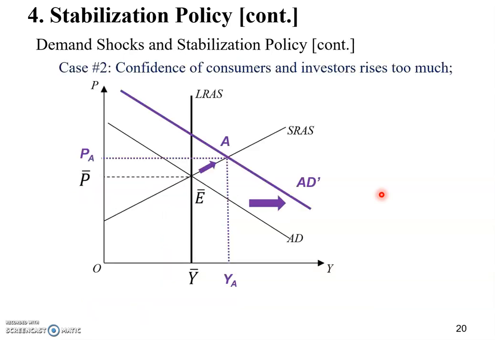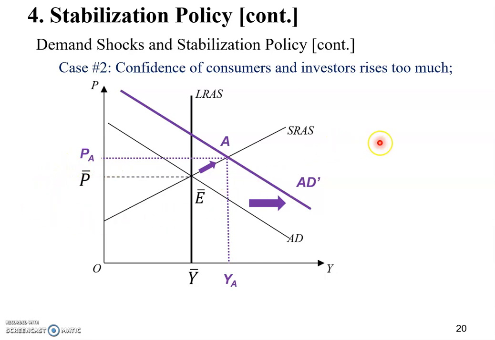And now the second case, let's look at when the confidence of consumers and investors rises too much. Here again, because they are very confident about future income or the future economy, they consume more and invest more, and that leads to a rightward shift of the aggregate demand curve. So the economy moves from E bar to A. At this point, the output level is higher than the potential, and the price level is higher than the original one.